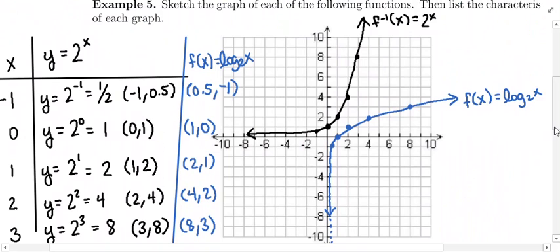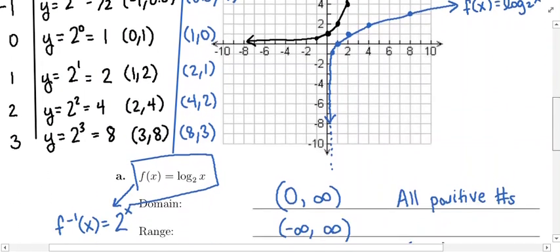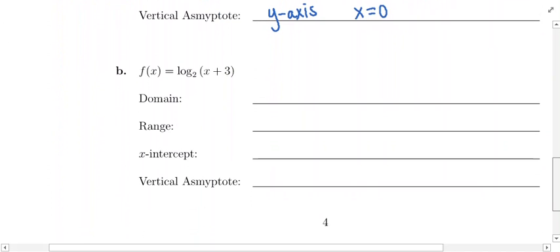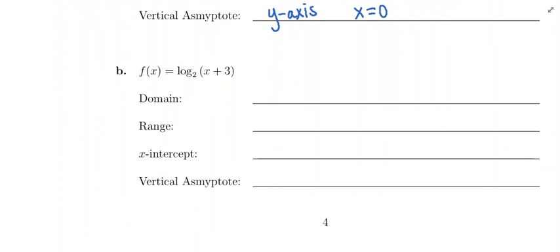Now we're going to move on to parts B and C. They are both going to involve some variation of log base 2, so we're going to have to bring back the transformation rules. Let's take a look.